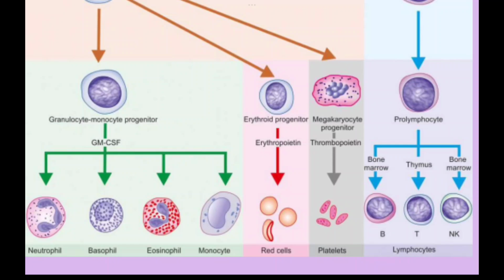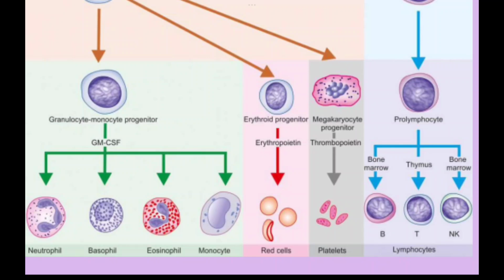There are various intermediates in here. Under granulocyte monocyte progenitors, we have three types of granulocytes and one type of agranulocyte, which is the monocyte. So granulocytes are neutrophil, basophil, and eosinophil, and the agranulocyte is the monocyte. Now under erythroid progenitor, in the presence of erythropoietin, RBCs are produced, and the megakaryocyte progenitor, with the presence of thrombopoietin, can produce platelets.